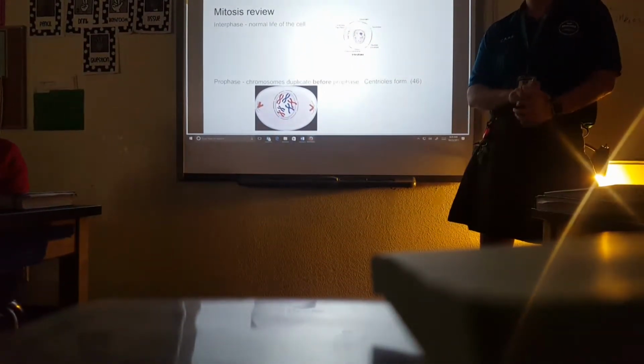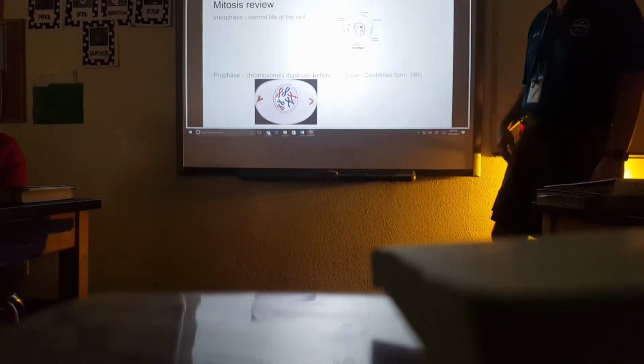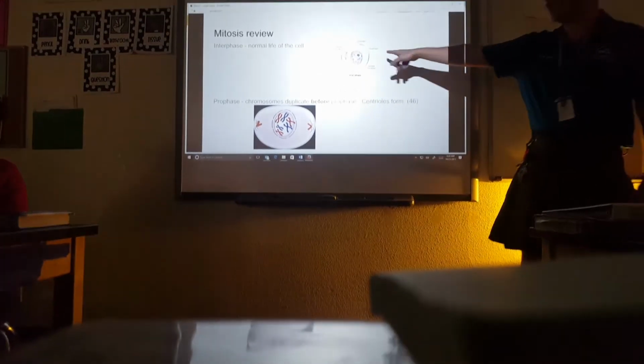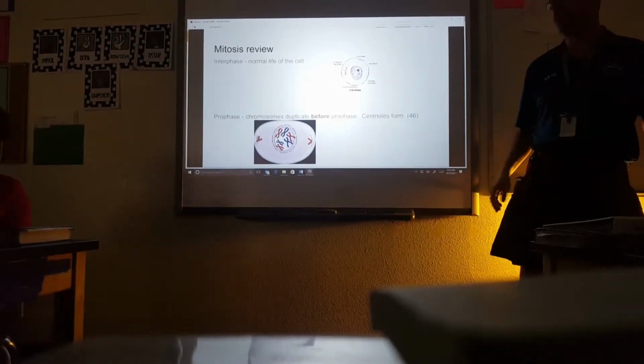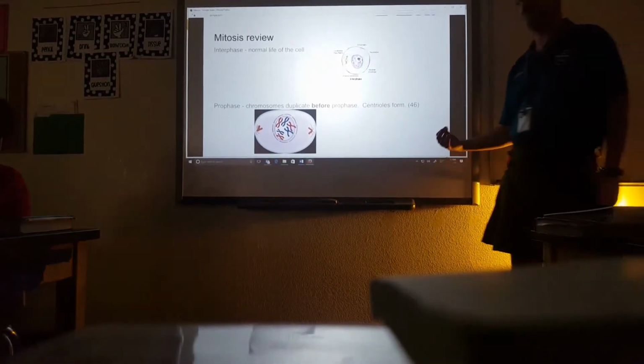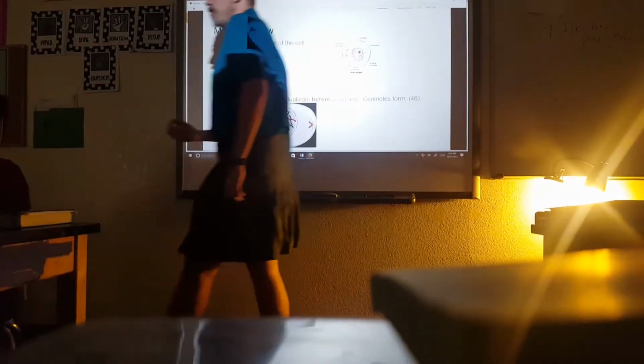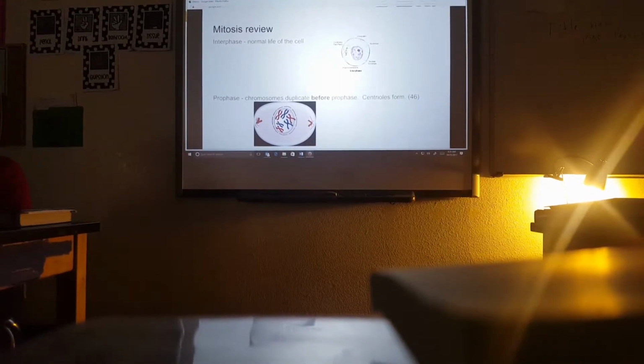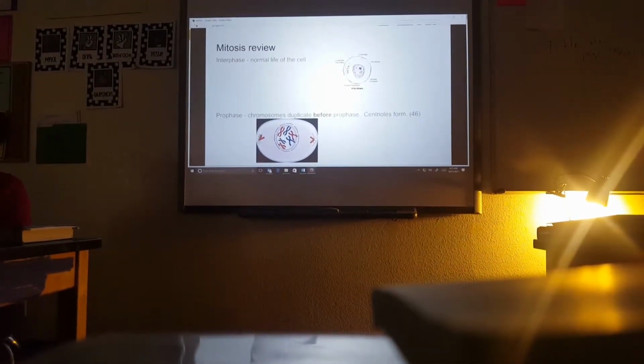Heads up, please. This is mitosis. Interphase, remember, is the normal life of the cell. Prophase, and that's what it looks like. You can't see any distinct chromosomes. The chromosomes are duplicated before prophase happens. That is exceptionally important that you understand that they are duplicated before prophase happens.